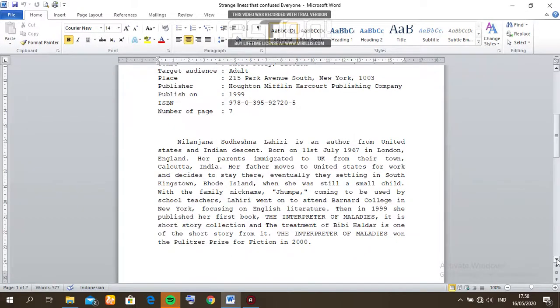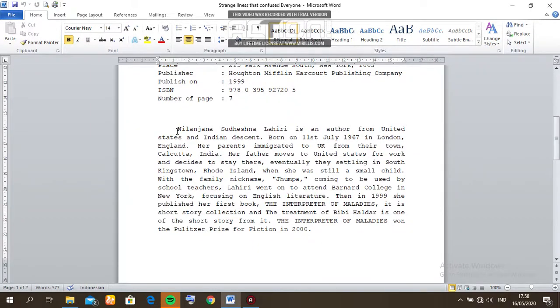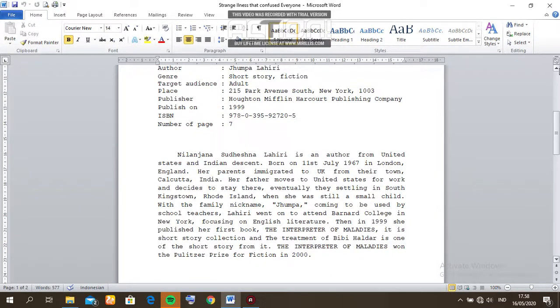Okay, move to the next stage. The next element of a literary review is the background information. It is about the background of the author and the book. What I wrote is about Jhumpa Lahiri. Her real name is Nilanjana Sudeshna Lahiri.